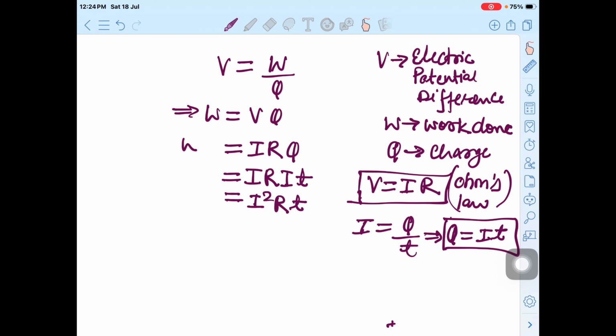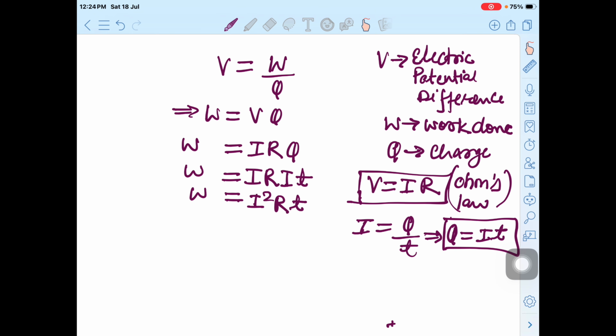So now here W will be written, and this formula has become I square RT. But here W is equal to I square RT, right? So work done is equal to the amount of heat generated, right?